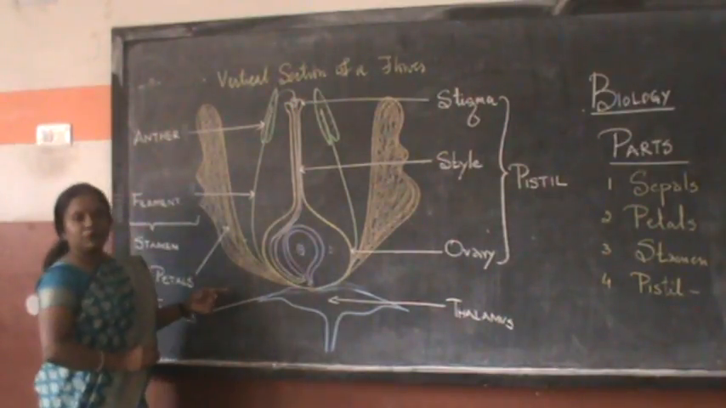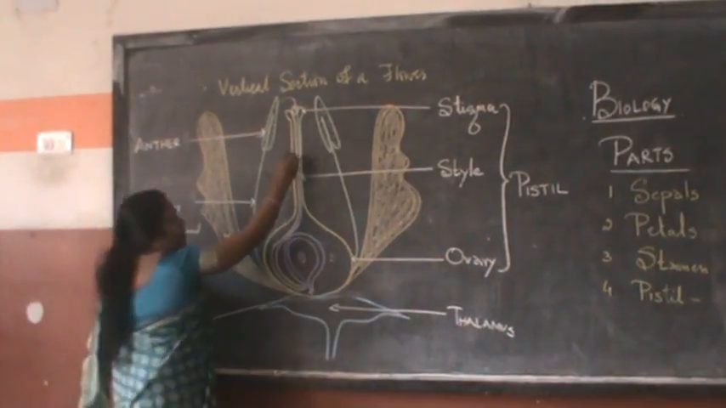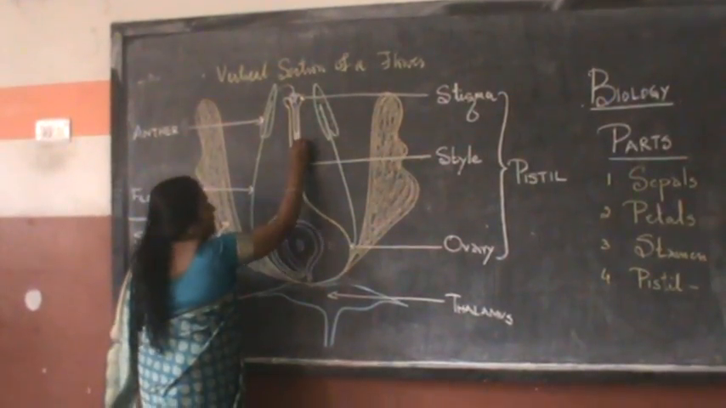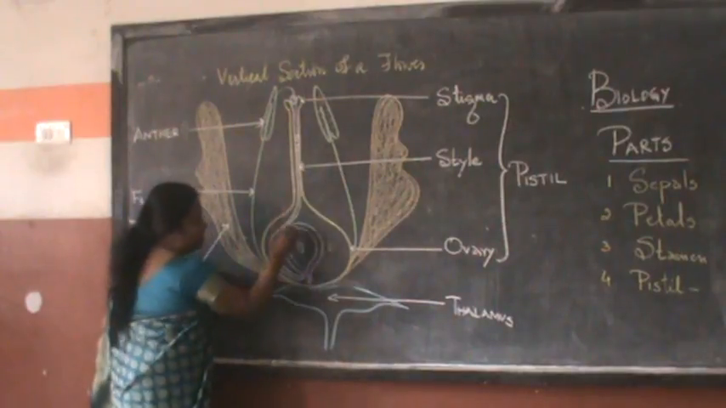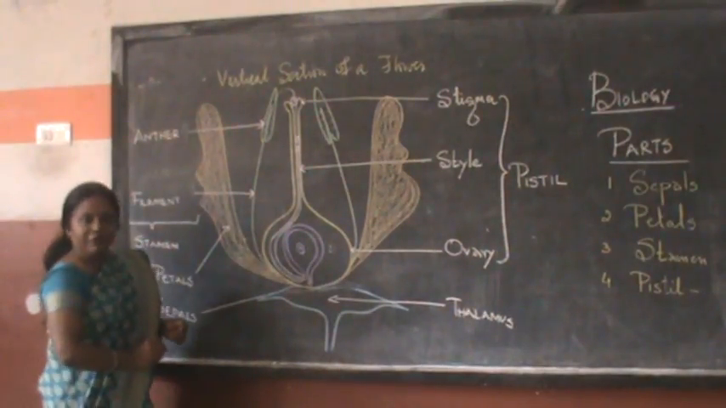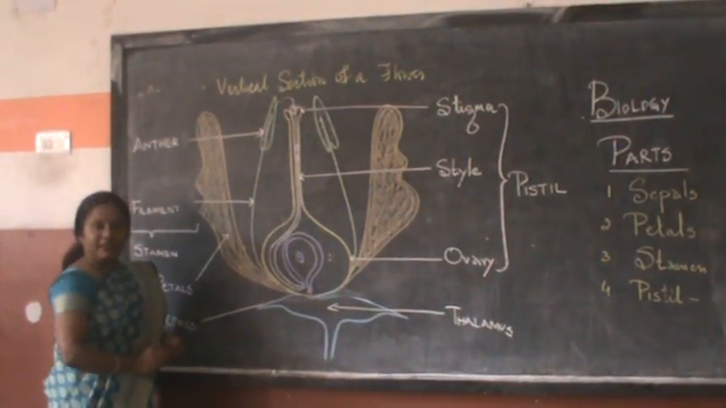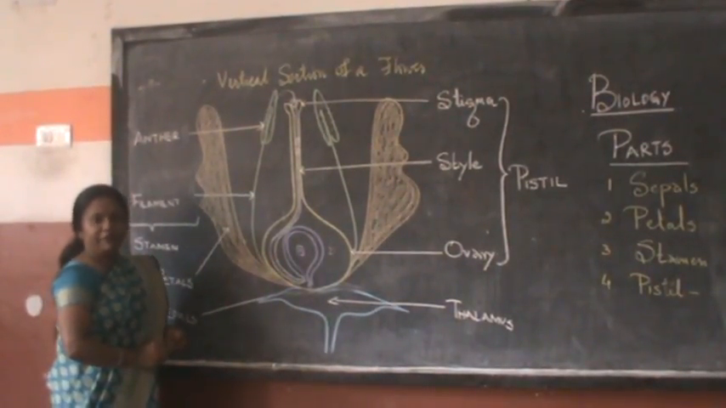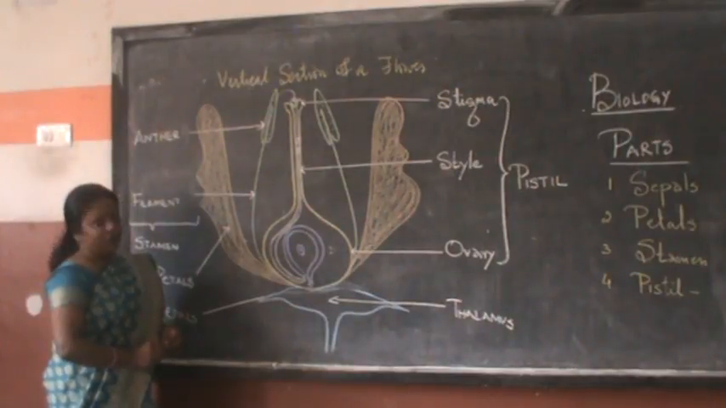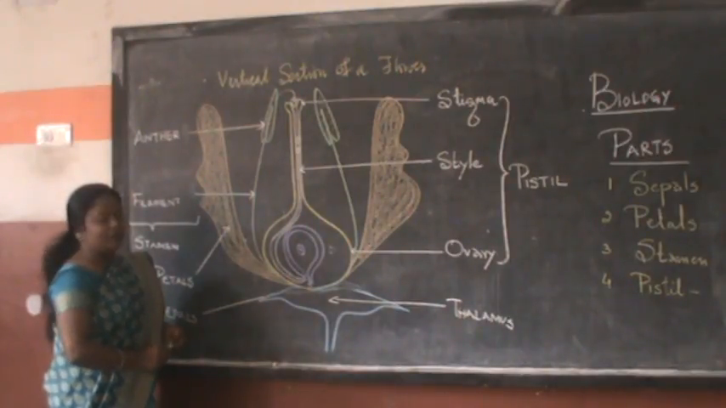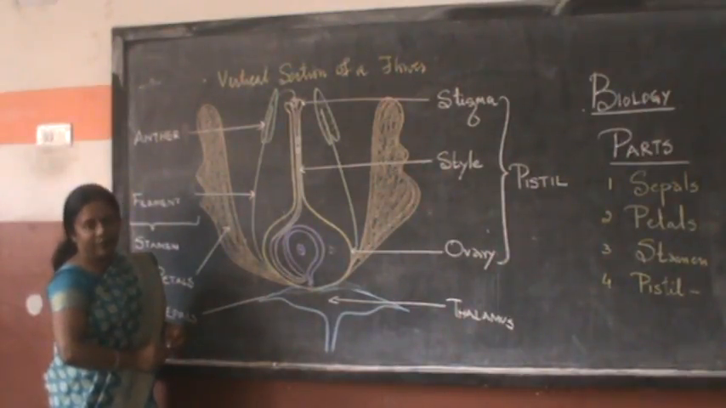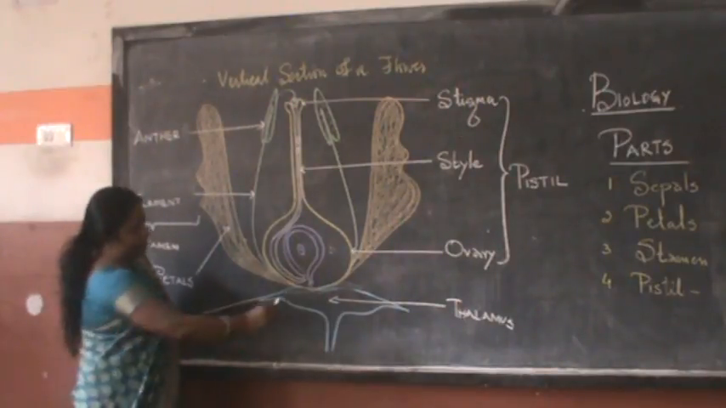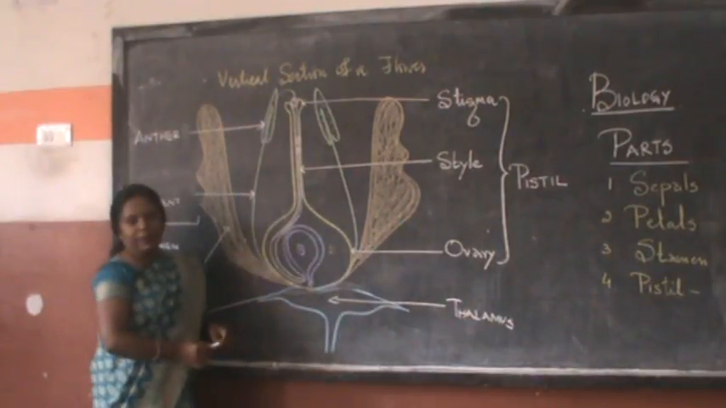What is the purpose of this pollen tube? Pollen tube transfers two male gametes inside the ovule where the process called fertilization can take place. The fusion of male and female gamete to form zygote is called fertilization. And the product of fertilization is zygote that develops into the embryo of the plant. So after fertilization, ovary will develop into the fruit.